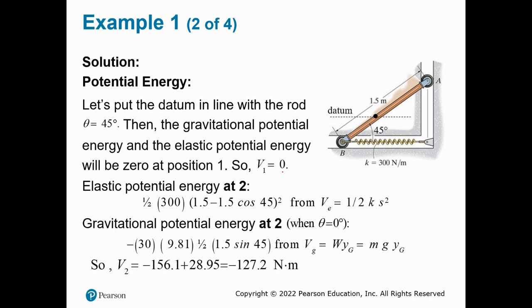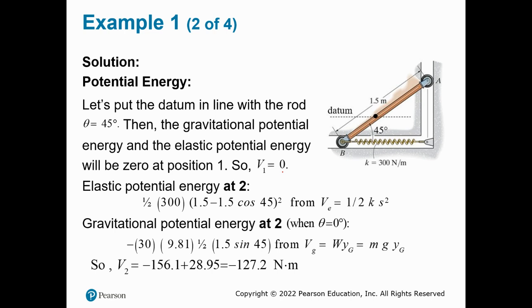If we take the reference point, the datum, to be in the middle, with the rod at 45 degrees, then the gravitational potential energy and the elastic potential energy will be zero at position 1. At position 1, we set where the center of gravity is to be the datum, and also at that 45 degrees the spring is unstretched. So at that initial position, the elastic potential energy equals 0 and the gravitational potential energy equals 0 as well. Okay, so V1 equals 0.